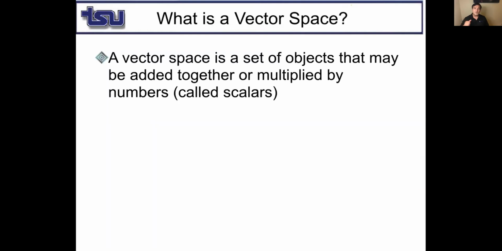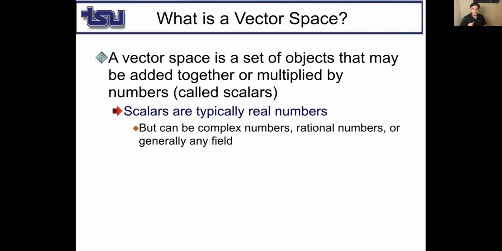So let's talk about what a vector space is. A vector space is nothing but a set of objects. That's simple. So a set of objects. But it is not just a random set of objects. In this set, the objects can be added together or multiplied by numbers. We call them scalars. So again, a vector space is a set, and the elements of that set can be added together, or the elements can be multiplied by scalars.